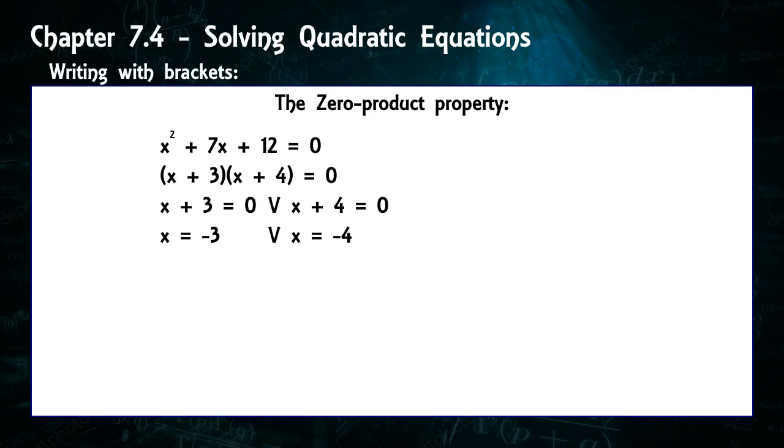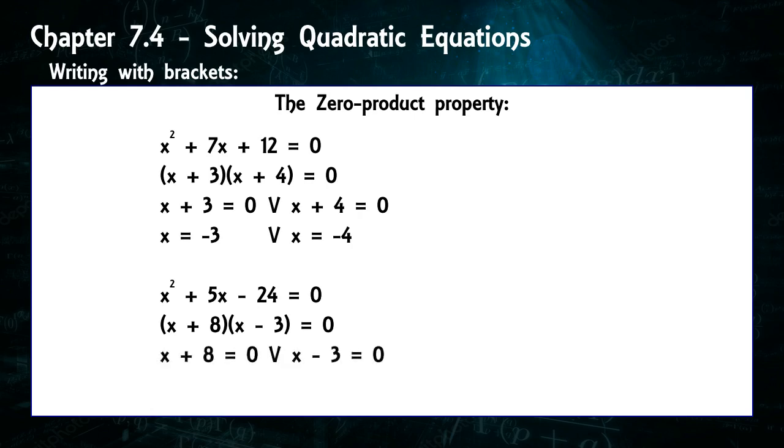Here is x squared plus 5x minus 24 is equal to 0. Again, we start by factorizing it. This becomes x plus 8 times x minus 3, as these numbers multiplied give me minus 24 and added give me 5. We then write down our intermediate step, and we end up with x is equal to minus 8 or x is equal to 3.